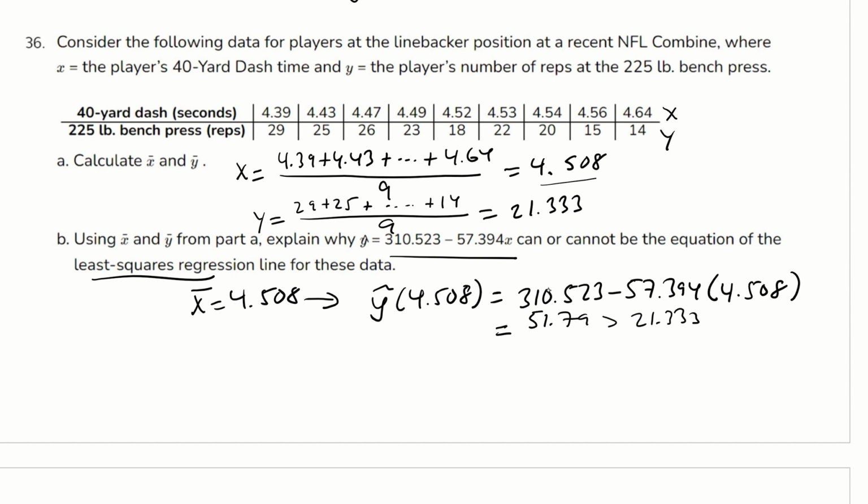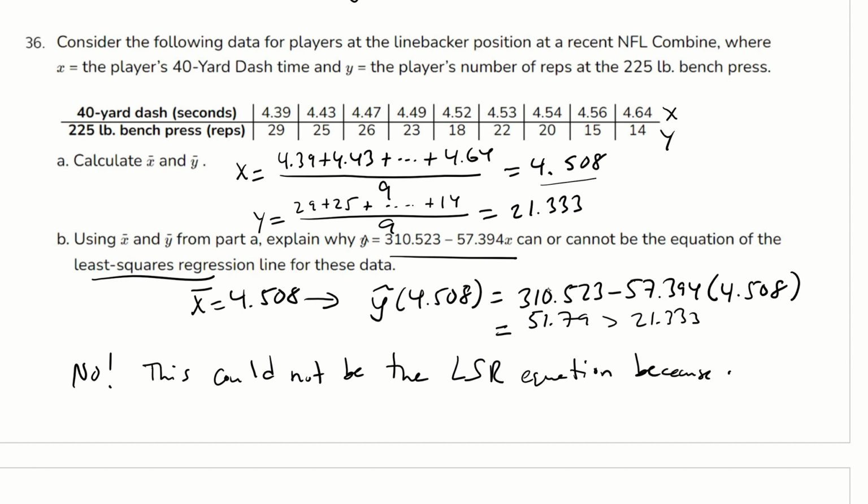So bottom line, it has to be equal for this to be on the least squares regression line. So no, this could not be the least squares regression equation because it does not contain x bar, y bar on the line.